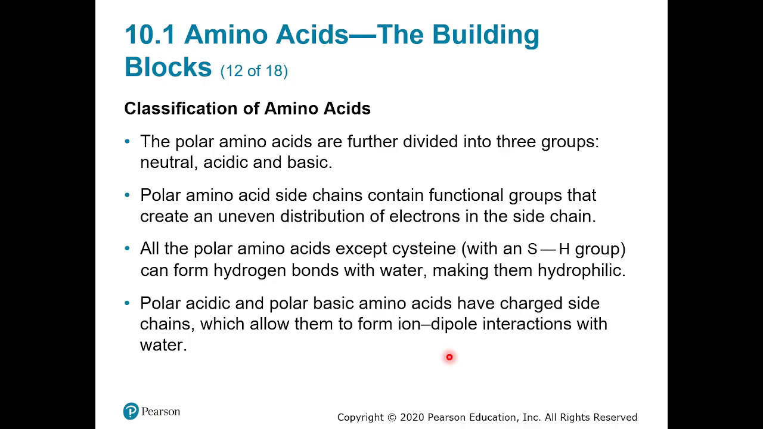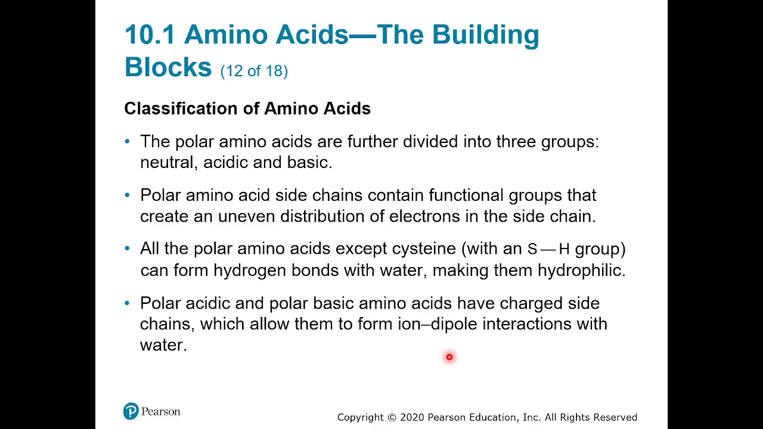All right. And so this is again your classification of amino acids. Your polar amino acids are going to be further divided into three groups. We have the neutral, acidic, and basic. The polar amino acid side chains are going to contain functional groups that create an uneven distribution of electrons on that side chain. And that's what makes them polar, right? That they have poles, a negative and a positive side.